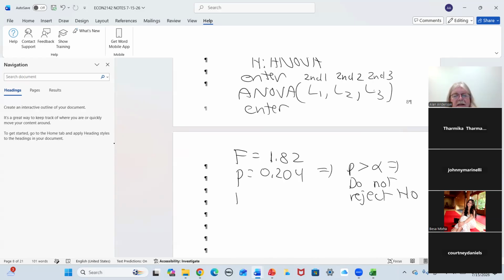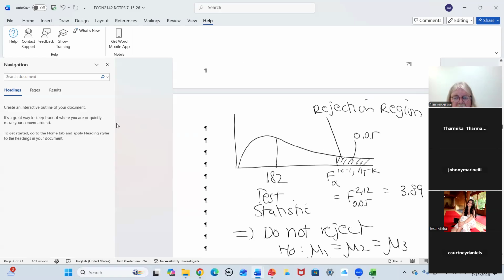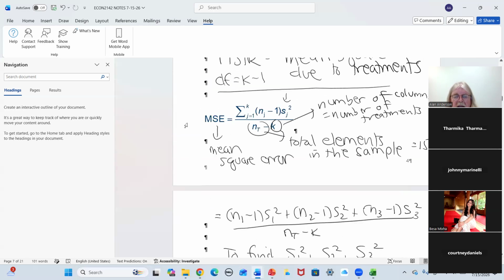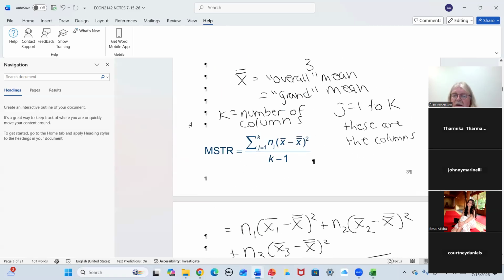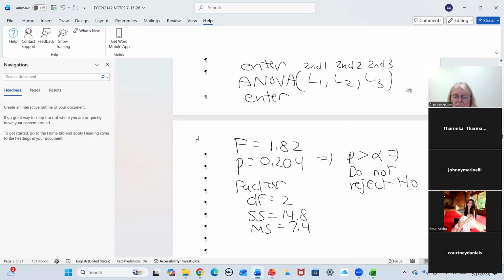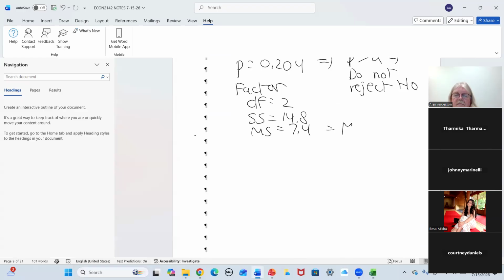Now, the titles here are, again, there's just so many names. So the 7.4 in the book is the MS, not that one, MSTR. Okay. Then the error, well, that one actually is called error. DF equals 12. SS is 48.8.